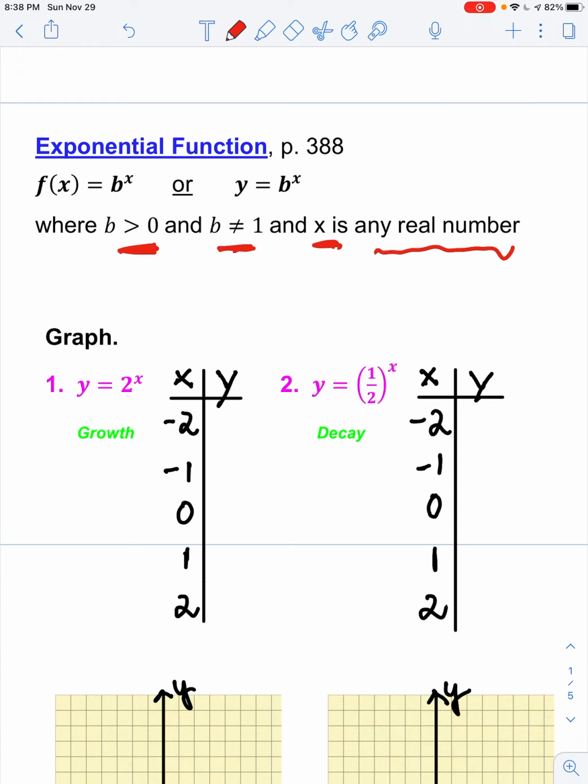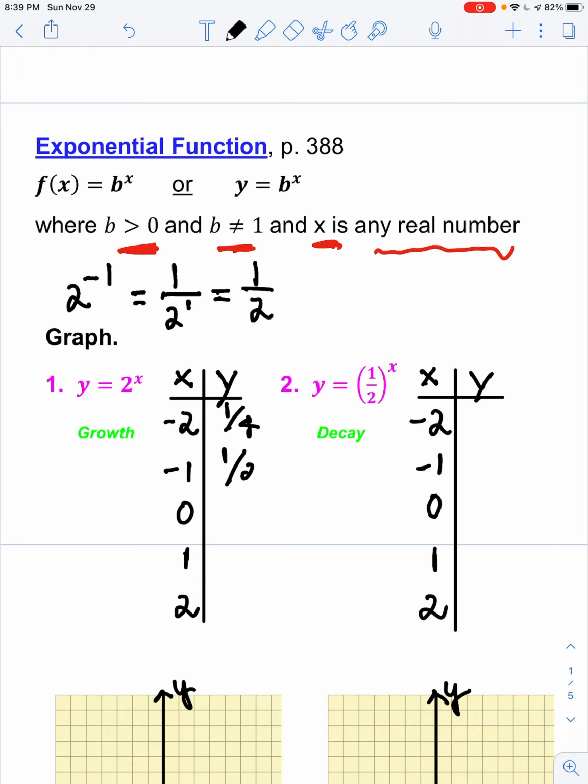So I want to show you 2 exponential functions and what their graphs look like. The first one is y equals 2 to the x. If I input the integers from negative 2 to positive 2, 2 raised to the negative 2nd, we have to remember is 1 over 2 to the positive 2nd, or 1/4. If we change that power to negative 1, then it becomes 1 over 2 to the 1st, or 1/2.